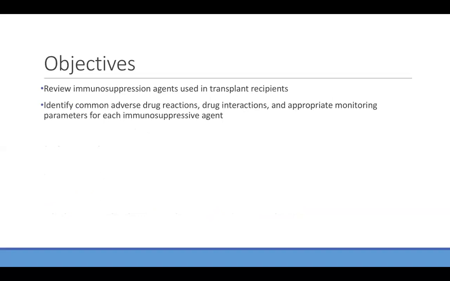Okay. So the objectives of this lecture will be to review immunosuppression agents used in our transplant recipients, also to identify common adverse reactions, which we do see a lot, drug interactions, and appropriate monitoring parameters for each of our immunosuppressive agents in their different stages that we use them.